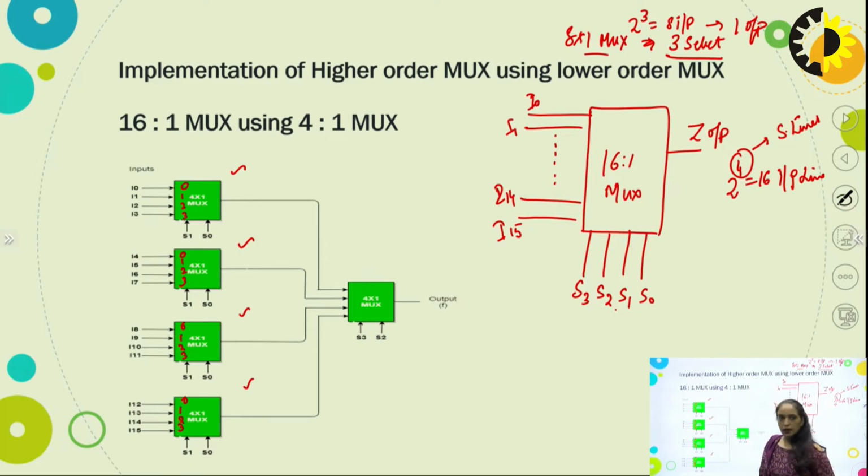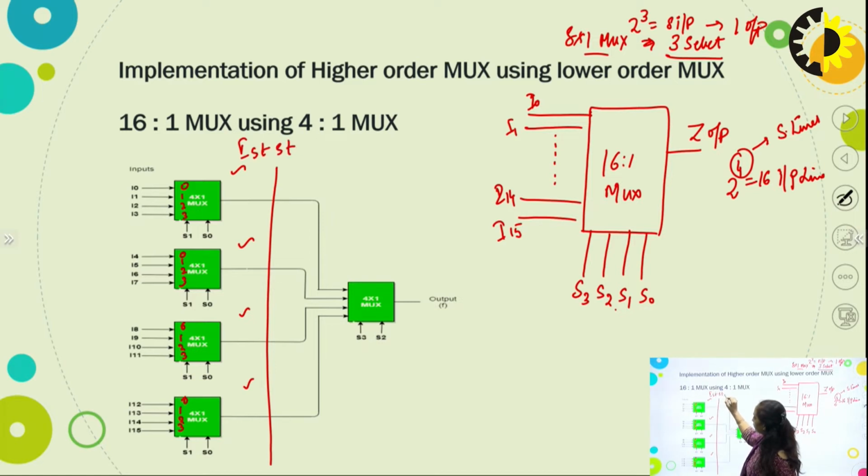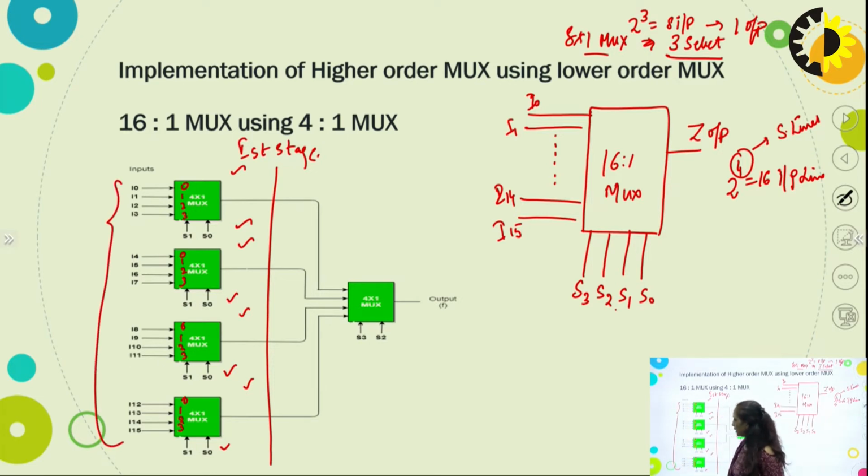We have connected the same selection lines to all the multiplexers at the first stage. This is my first stage. All the selection lines are the same: S1, S0, S1, S0, S1, S0 and S1, S0. Input lines are connected from I0 to I3, I4 to I7, I8 to I11, I12 to I15. We can see a total of 16 input lines at the input stage.